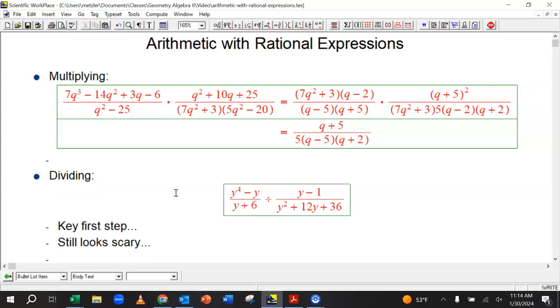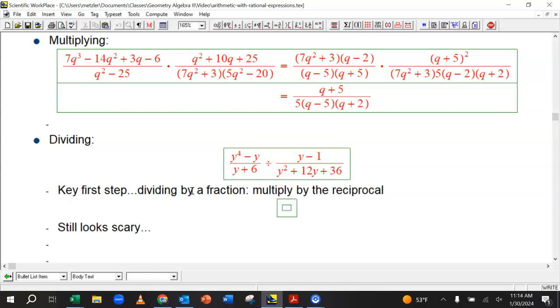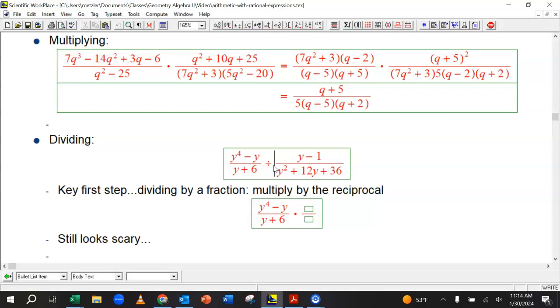Now, dividing fractions. There's different ways you're going to see this, but one way would be this. We'd have one fraction and then this division symbol dividing by another. The absolute key first step is to recognize that dividing by a fraction, you multiply by the reciprocal. There's various little ways to say that, but this is the most official way to say it. You multiply by the reciprocal. And that means you're going to multiply by the flipped version of this. The reciprocal of a fraction is just exchanging numerator and denominator.